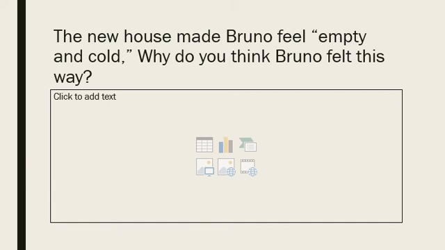The new house made Bruno feel empty and cold. Why do you think Bruno felt this way? Think of the way Bruno described the new house. What about it seems empty and cold?